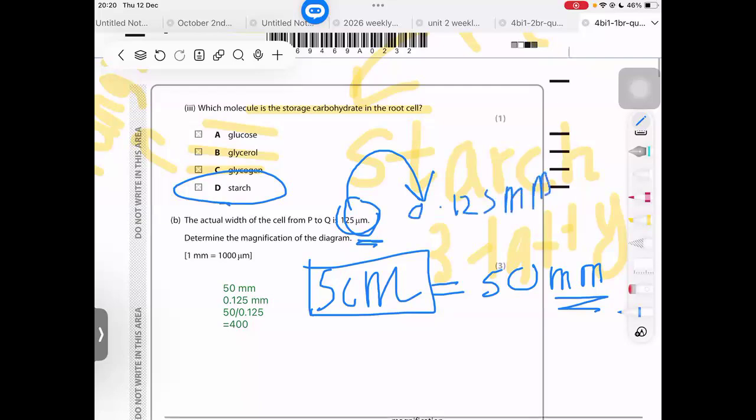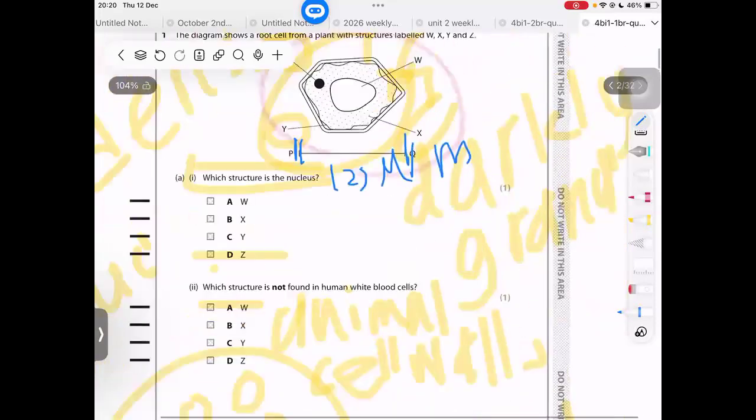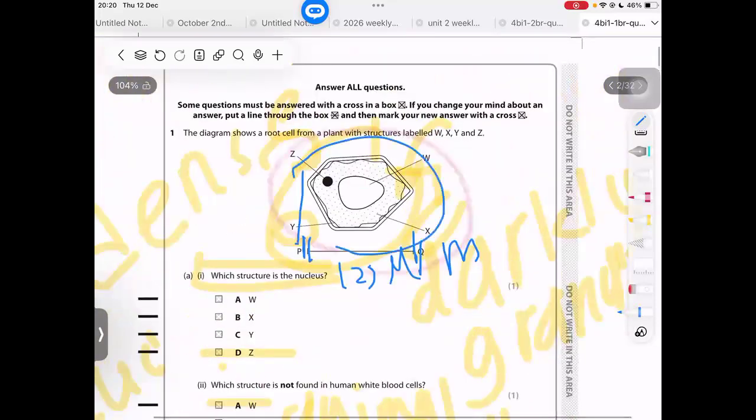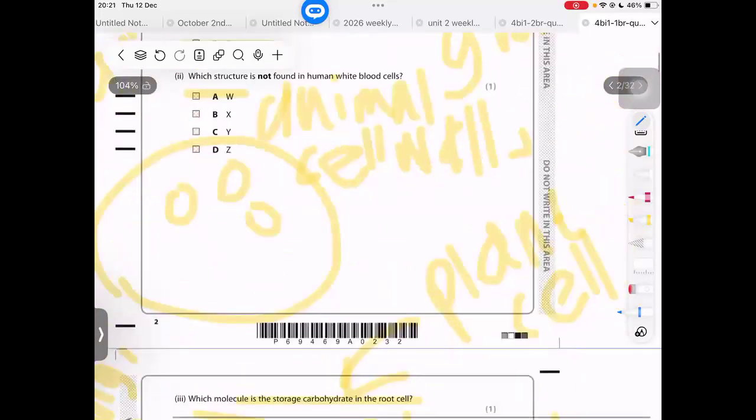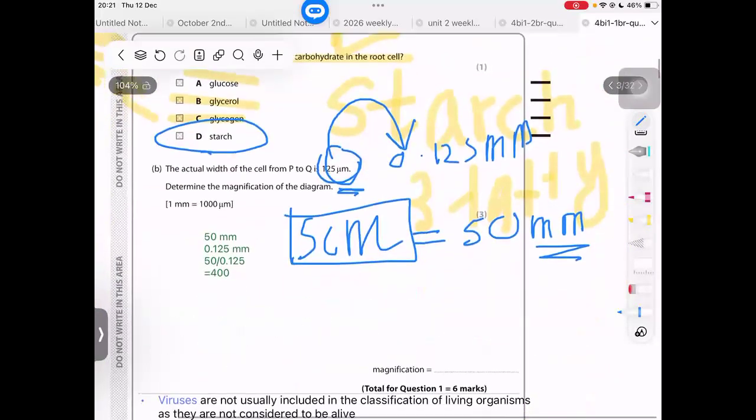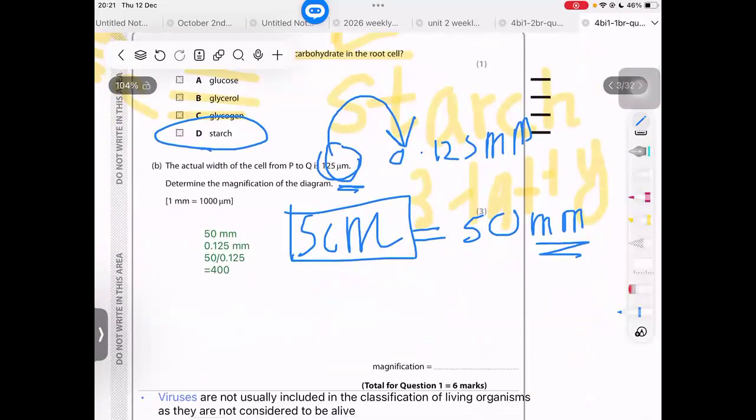This is the actual length, right? This is the actual length of this root cell. But the diagram that they have given measures 50 millimeters, which is equal to 5 centimeters. So we have to see what is the magnification. They have magnified it and given it to us in the paper so that we can see. Otherwise, we can't see the root cells in the plant.